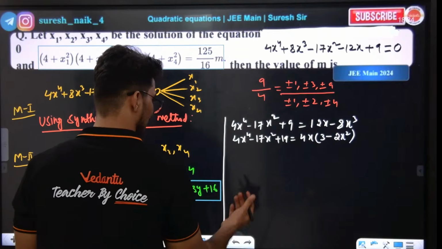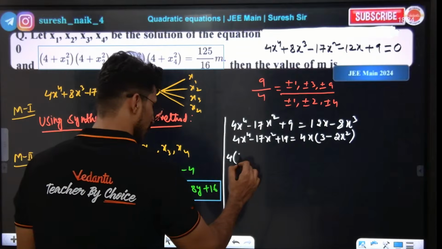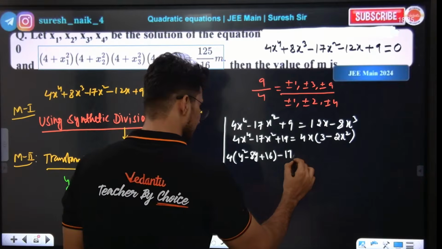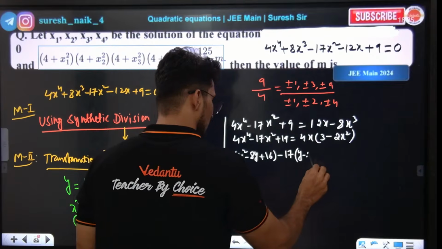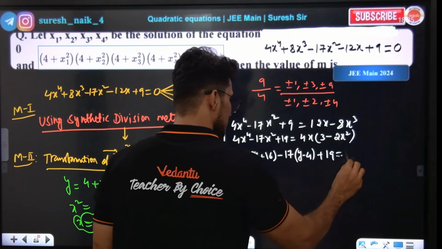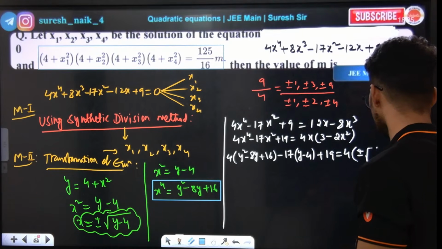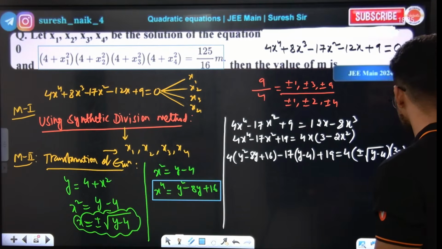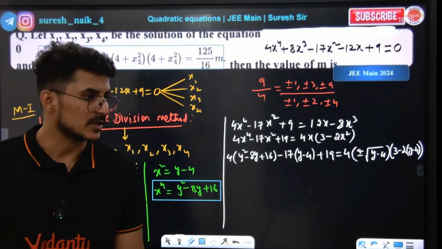X to the power of 4 means what? 4 into x to the power of 4 is what? Tell me. Y square minus 8y plus 16 minus 17 into x square, and x square is y minus 4. That's it. Y minus 4 plus 19 is equal to 4 into x, which means plus or minus square root of y minus 4, into 3 minus 2x square. X square means what? Y minus 4. Can you all see the board? Yes sir, y minus 4.